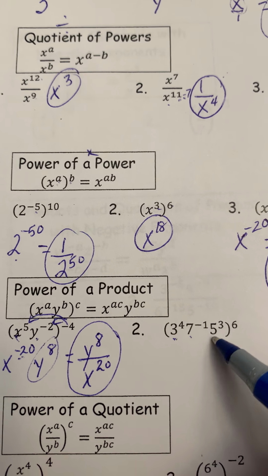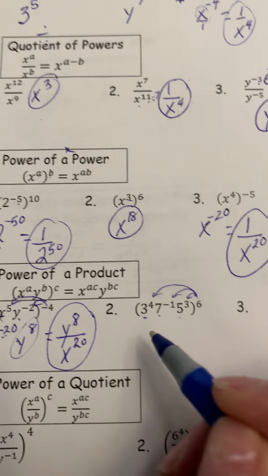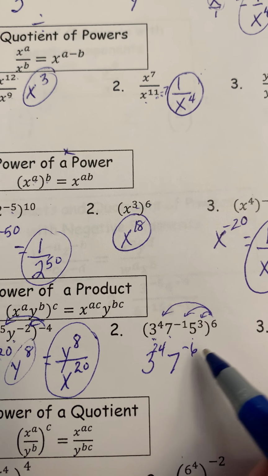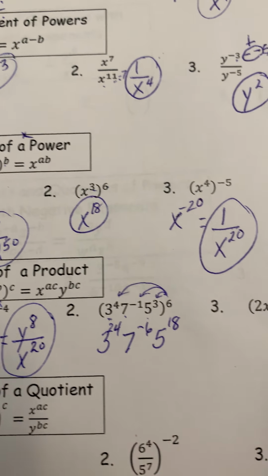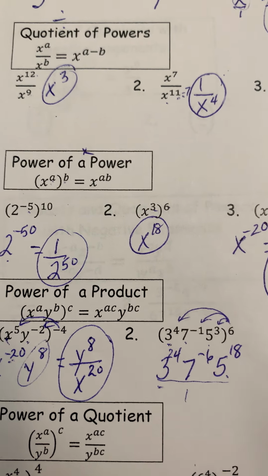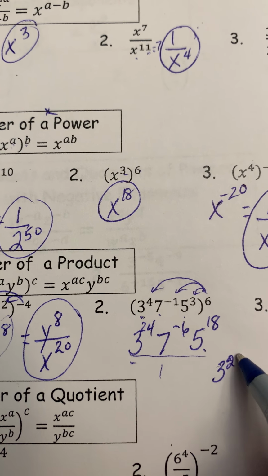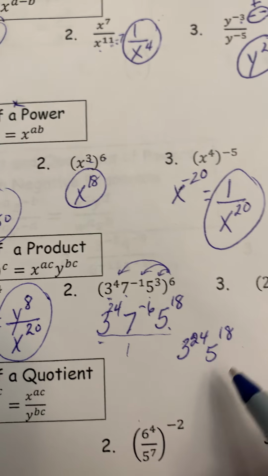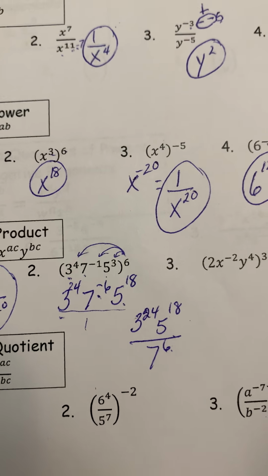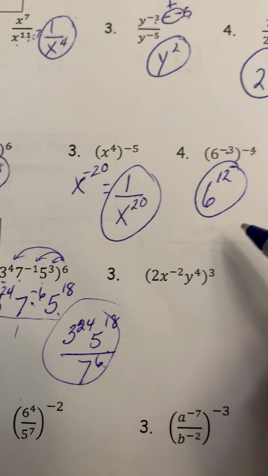This has three pieces that are being multiplied. That means this exponent needs to be distributed 3 times. 3 to the power of 24, 7 to the power of negative 6, 5 to the power of 18. Now, these two pieces have positive exponents, and you've got to remember that everything really has that invisible 1 as a denominator. So we're going to leave that 3 to the power of 24. We're going to leave that 5 to the power of 18, and we're simply going to move this 7 to the power of negative 6 to the bottom, where it becomes positive. Bingo.